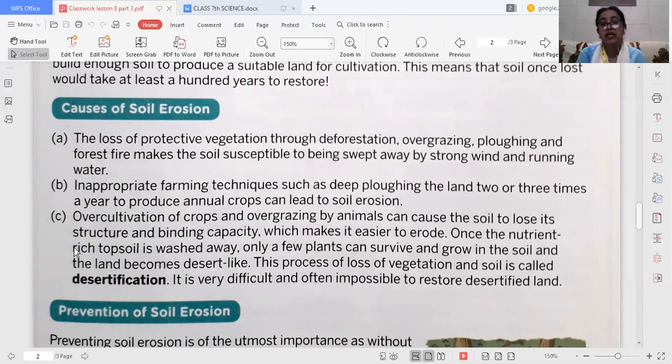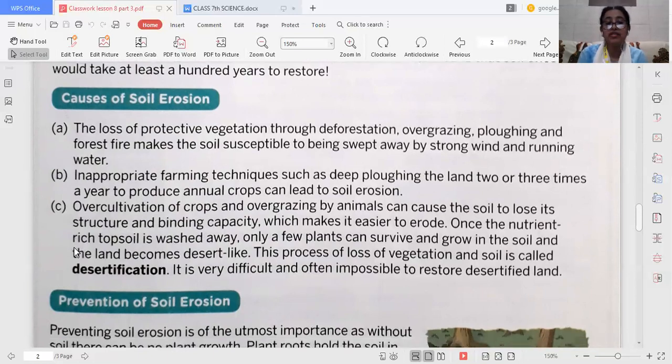We all know the soil remains intact with the help of the roots of the plants, roots of the trees. The process of the loss of vegetation and soil is called desertification, because whenever soil erosion is there, the topmost layer, which is fertile, is washed away or blown away. Then what happens? Along with that, humus is also not there. It makes the soil infertile, and it becomes desert. So it's known as desertification.